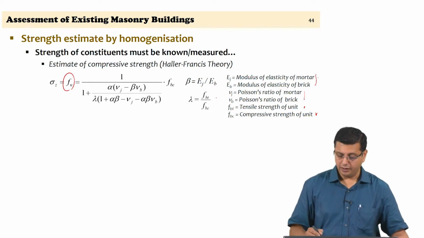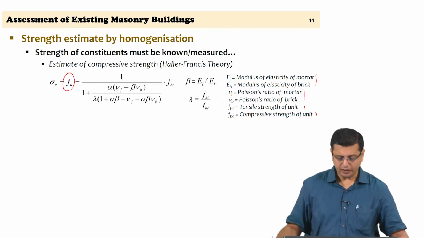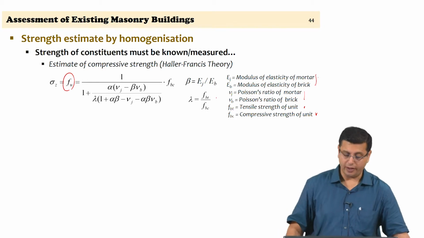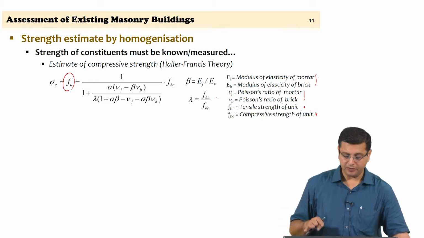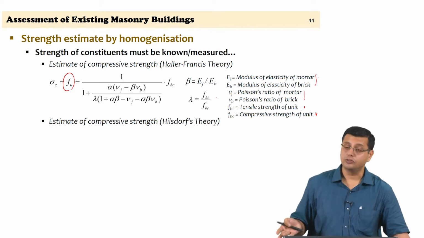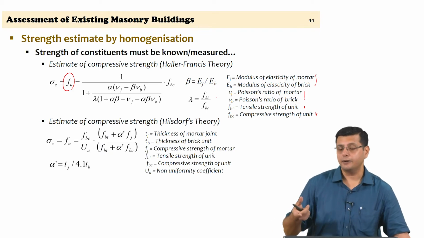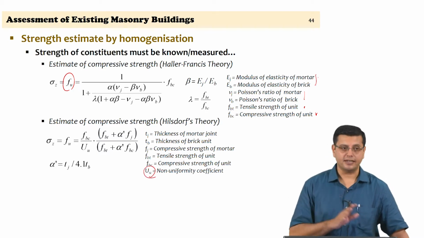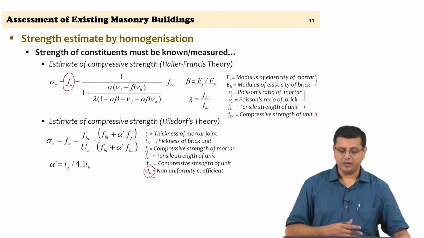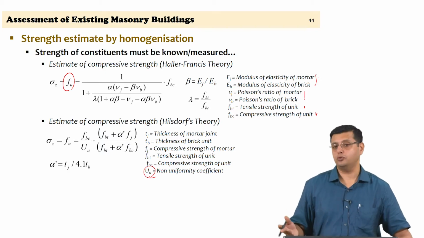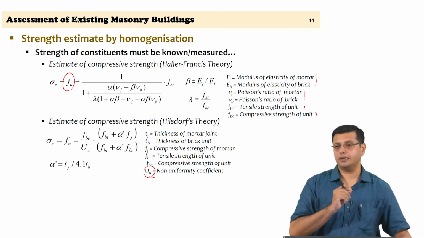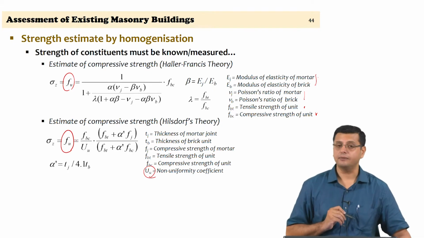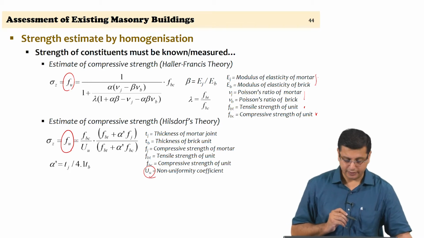So, and this will basically depend on the geometry, thickness of the mortar joint and the size of the unit as well. So, homogenization is possible. There are established theories. We have also seen the Hilsdorf's theory where there is an additional constituent, the non-uniformity coefficient, depending on the type of masonry that you are looking at. So, homogenization is another approach that you can adopt, but constituent strengths are essential, and then you can arrive at what is the compressive strength of the masonry itself in your residual strength calculations.